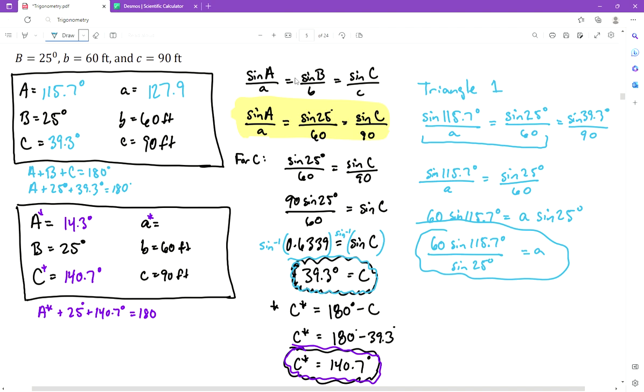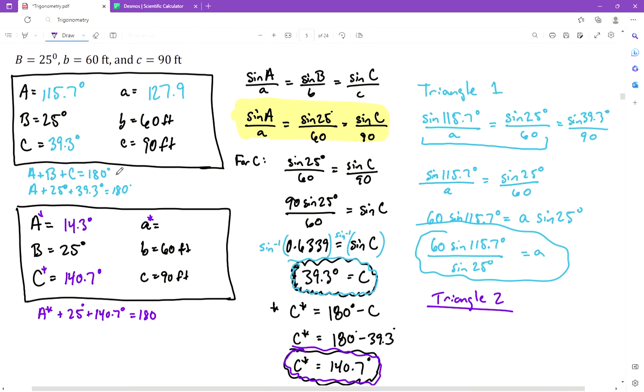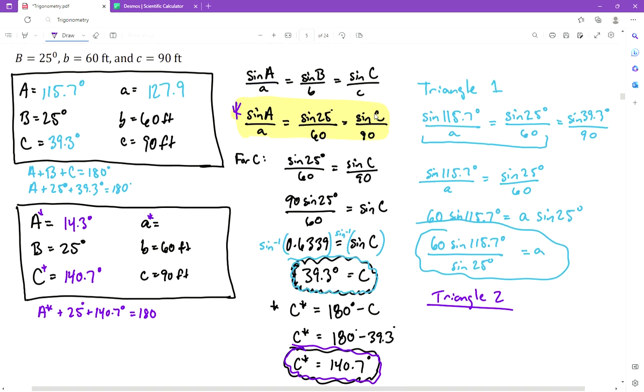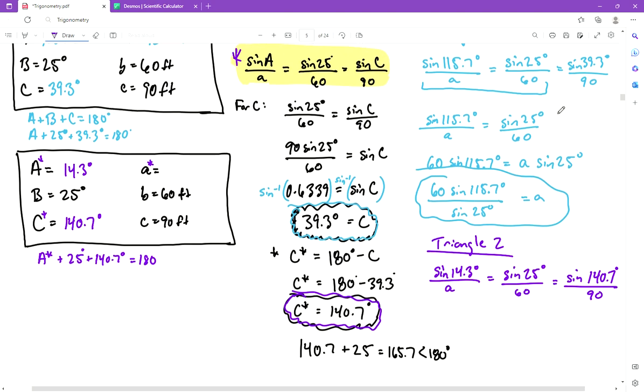Now, back to purple, triangle 2. You can see how this is the worst case because it is two problems in one, and these are already long anyway. But we can still set up the same deal. Back to the yellow highlighted, just filling those in. Sine of 14.3 degrees over little a, what we're trying to find, equals sine of 25 degrees over 60 equals sine of C, which is 140.7 in this problem, over 90.